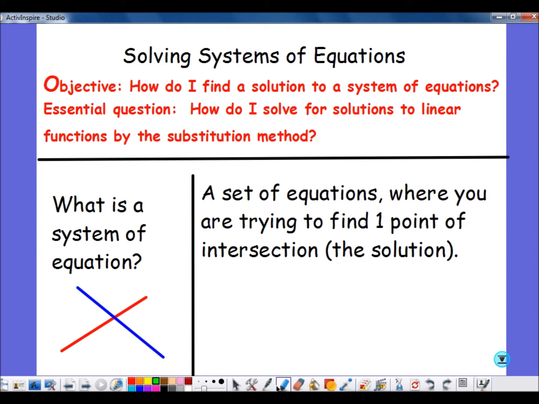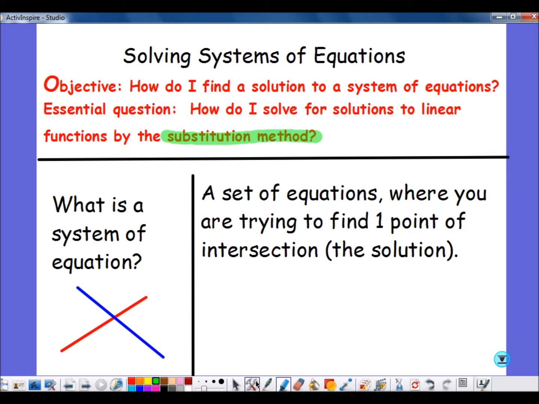So at the top of your notes, please make sure you write down the objective. How do I find a solution to a system of equations? The essential question for today is how do I solve for solutions to a linear function by the substitution method?